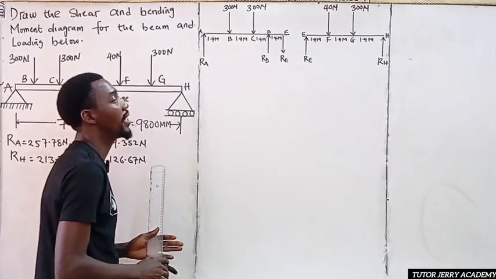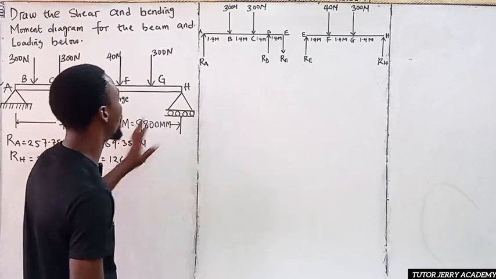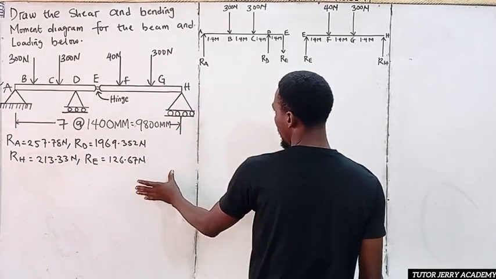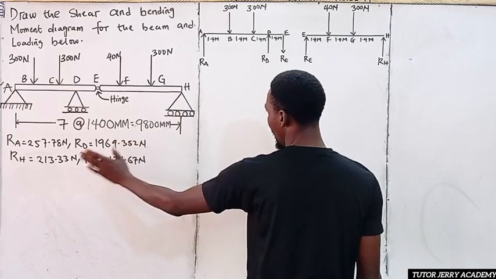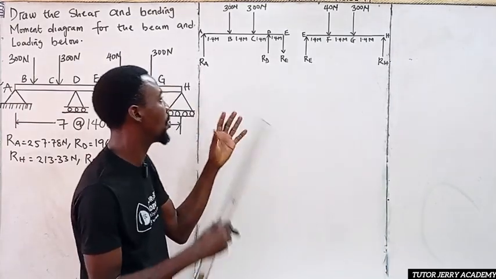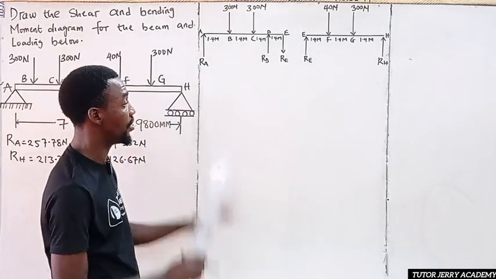All right, so we are done with the calculation of the reactions. So this is what we get. So we have RA, RD, RH, RE here. I'm supposed to write them here, but it will be cluttered. You understand? And I want a neat work.